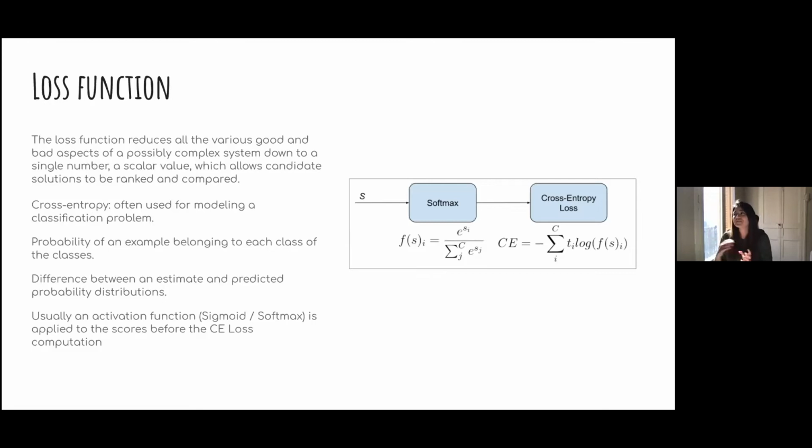But before the cross entropy loss, you normally have this activation function, as I was saying before, the sigmoid or the softmax or the ReLU. Remember, this activation function is where we activate the neuron. When you activate the neuron, then you calculate the loss function.